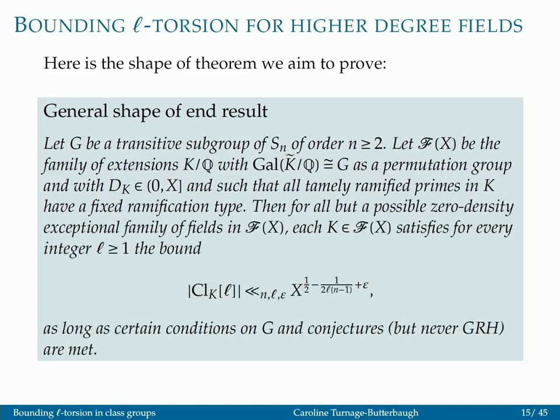And so the idea is that if we define our family appropriately, then what we would like is to be able to say that for all but a zero density exceptional family of fields in F of x, every single one of the K within this family satisfies for every integer L the bound as we see here. And again, this exponent is the exponent from the Ellenberg-Venkatesh result, assuming GRH. And there'll be some caveats along the way. So certain conditions on G might have to hold, and we might, in certain cases, have to assume other conjectures, but we won't assume GRH. So we're trying to see what we can do without assuming the Riemann hypothesis.